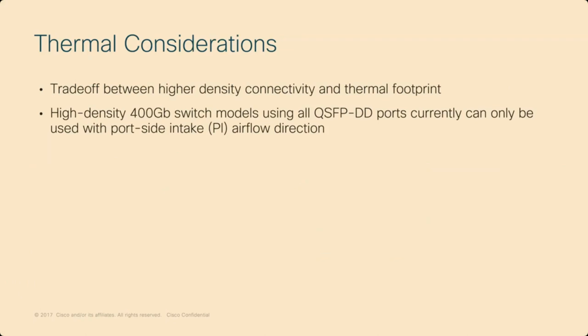In that case, you would have to face your ports towards the cold aisle, and then have your fans and your power supplies at the other end facing the hot aisle, and that's the only airflow direction you can get. This usually isn't a problem because the 400 gig switch models are typically going to be either a core switch or a spine switch, and those are typically going to be in a network rack where that tends to be the orientation for the gear anyway.